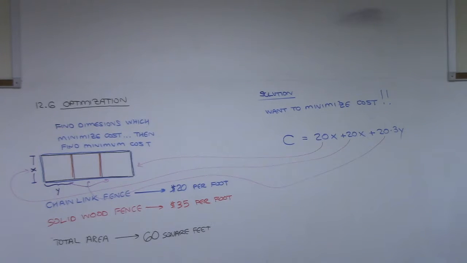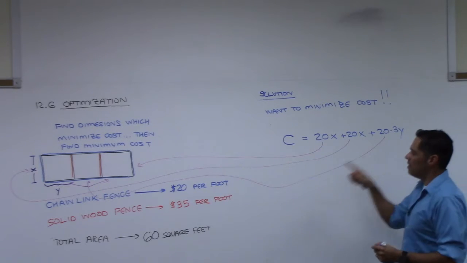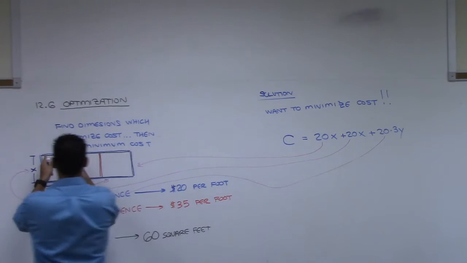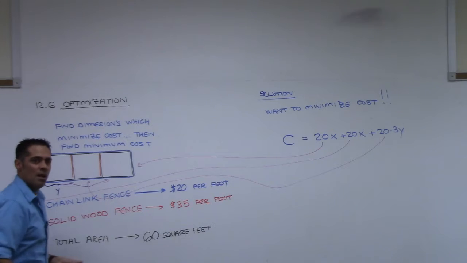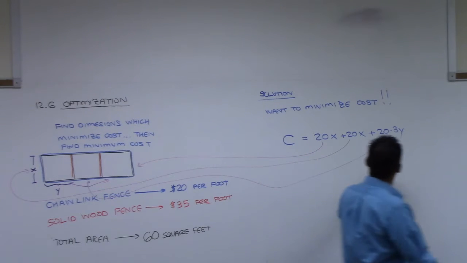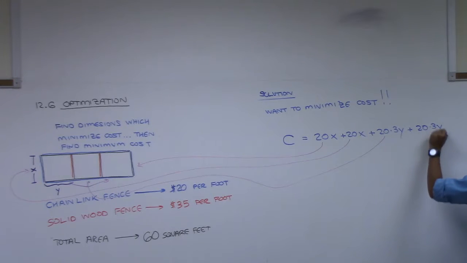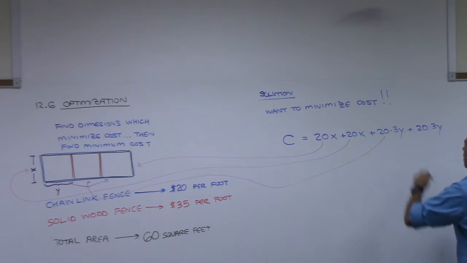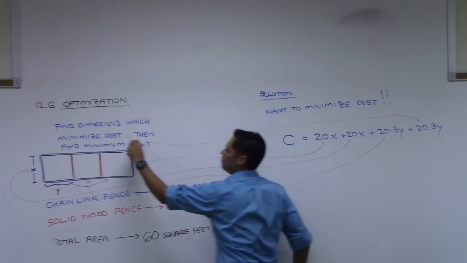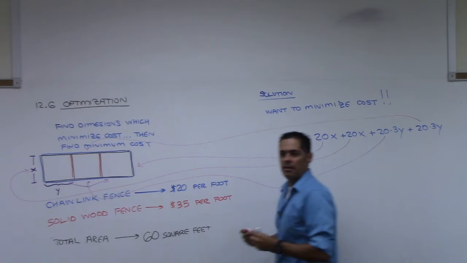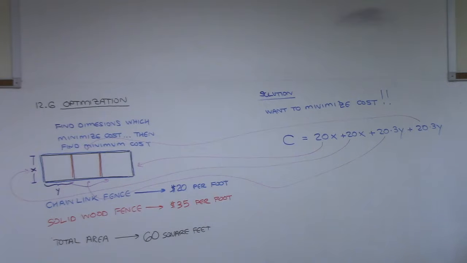Are we done with blue fence? We got the top side, right? Which is identical to this one, isn't it? It's another 3y, but they're $20 each. So plus 20 times 3y. That's for the top section. That's the top section right here. Okay?